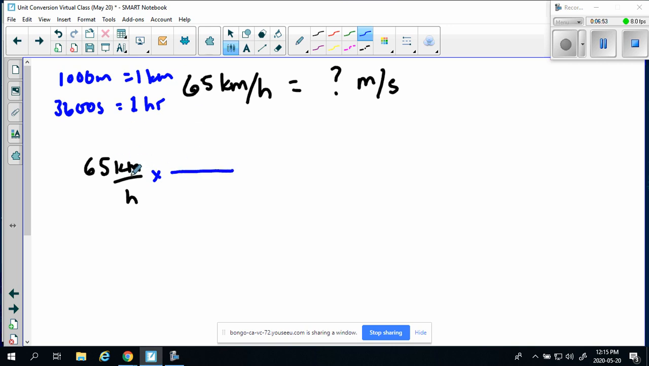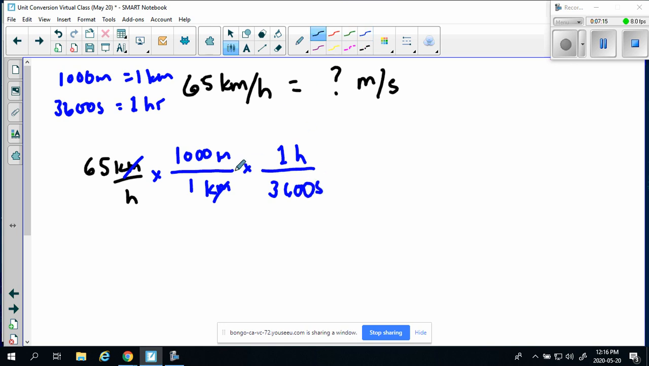The careful part is when you're setting up where the kilometers fall. So because the kilometers are in the top, I'm going to put the kilometers in the bottom here. So 1,000 meters in 1 kilometer. Then I'm going to use my other conversion factor, and I'm going to try and get the hours canceled out. But because the hours is in the bottom, I'm going to put the hours in the top so that the hour and the hour will cancel out. So 1 hour and 3,600 seconds.